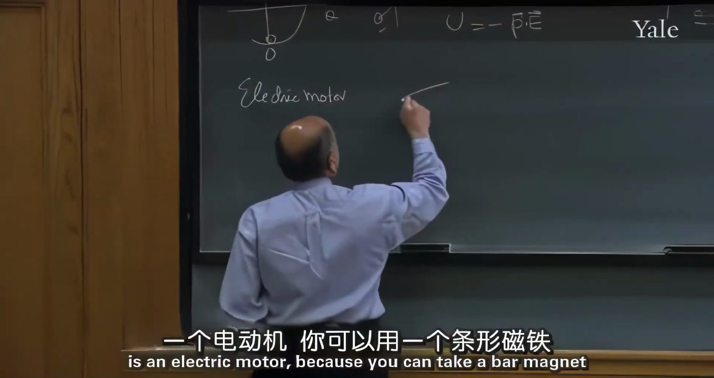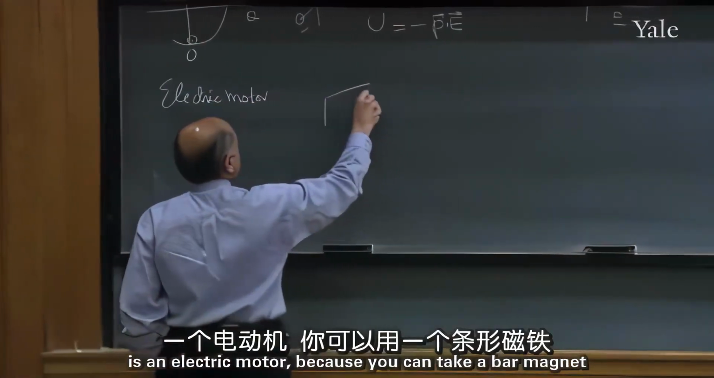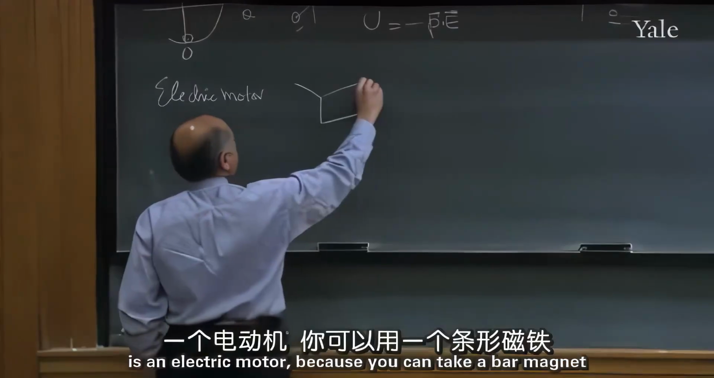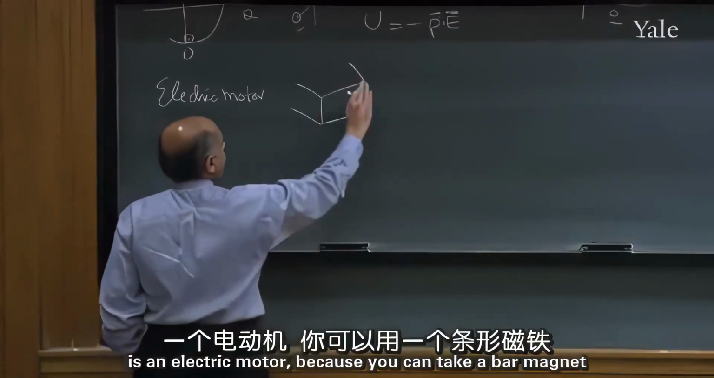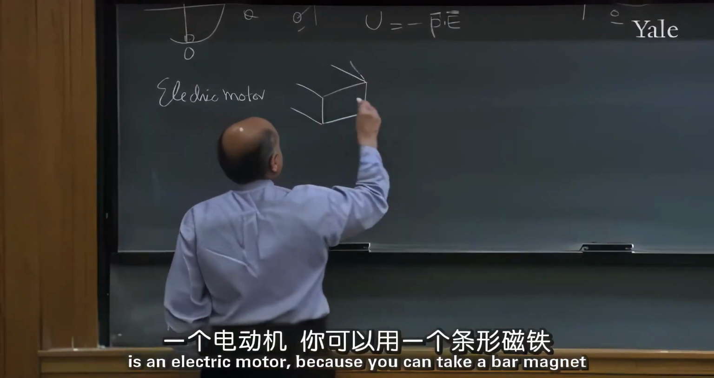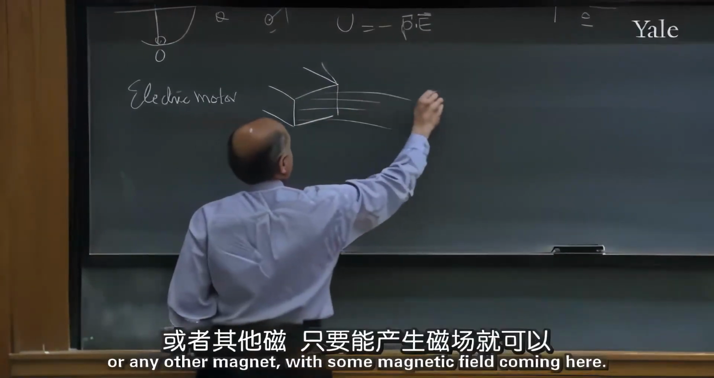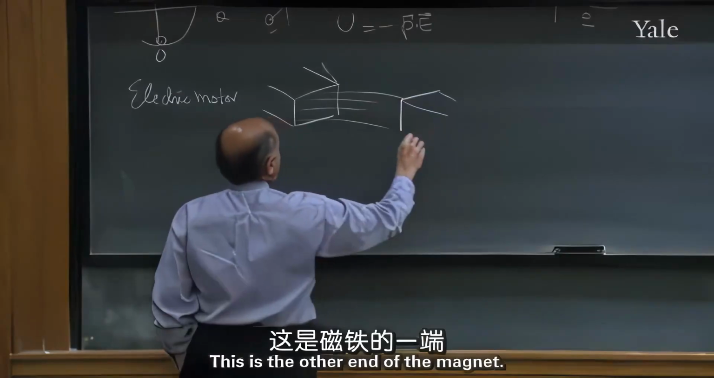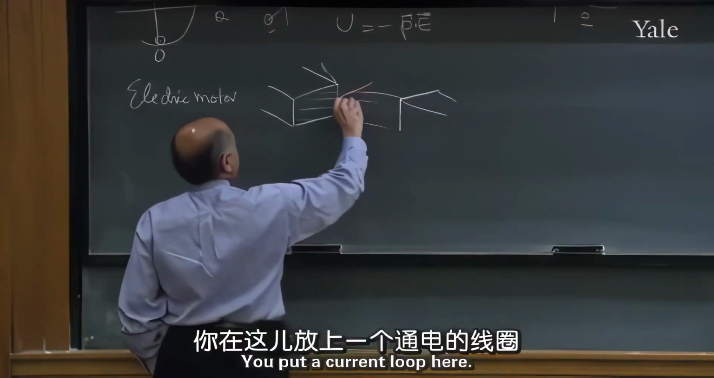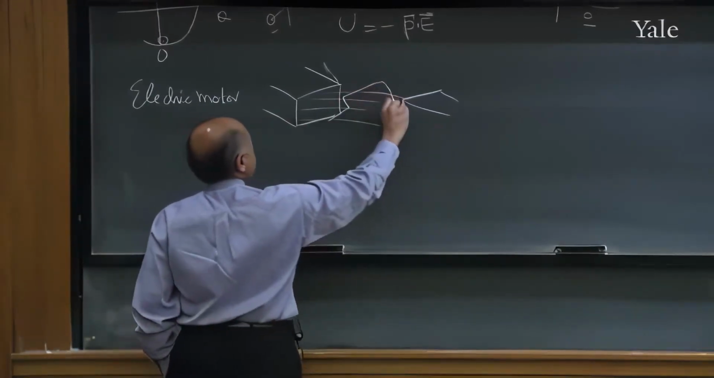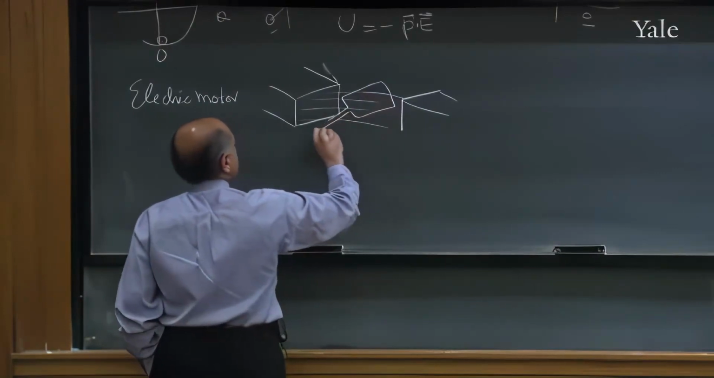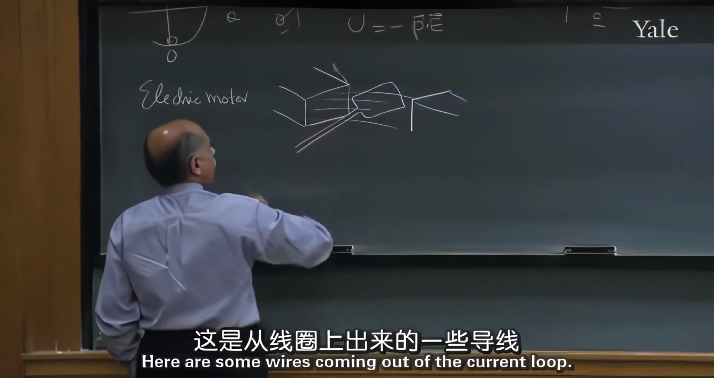Because you can take a bar magnet or any other magnet with some magnetic field coming here. This is the other end of the magnet. You put a current loop here. Here are some wires coming out of the current loop.